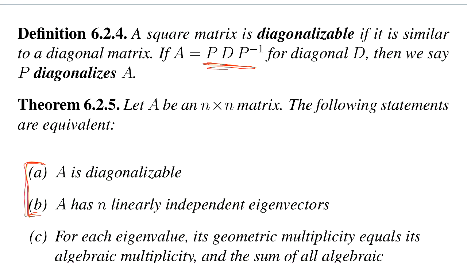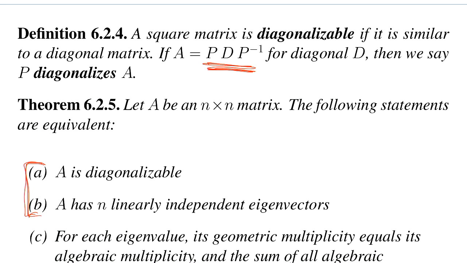This is what we call a similarity transformation. Okay? So if there's some matrix P such that A is a P similarity transformation of D, where D is a diagonal matrix. Okay? So A is diagonalizable if it's similar to a diagonal matrix. Okay, that's the definition. That doesn't have anything to do with eigenvectors.